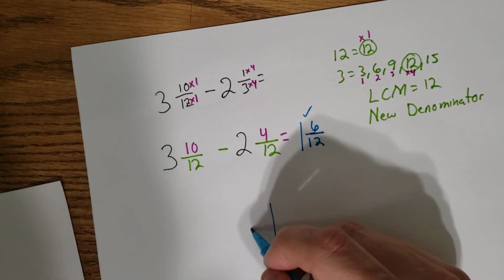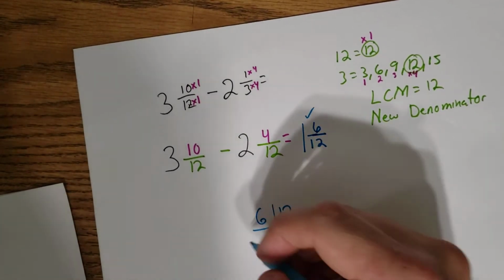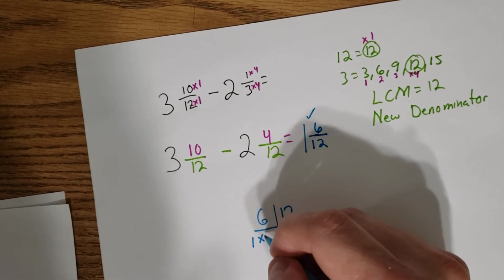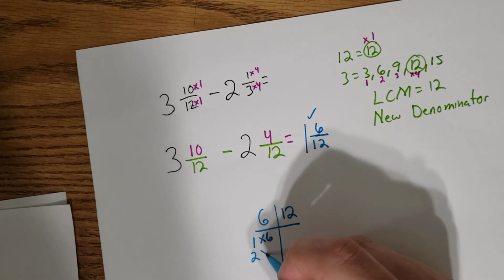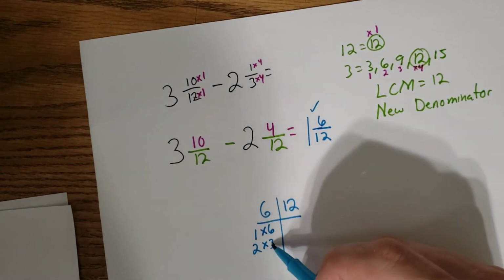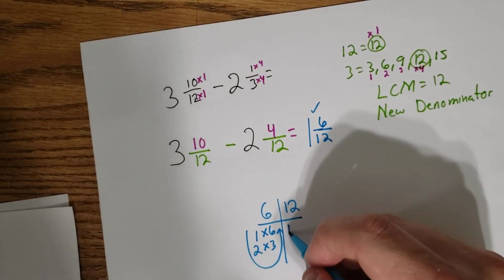To simplify, we're looking for the GCF, which means our T-chart, 6 and 12. How can we multiply and get 6? 1 always works. 1 times 6. After 1, try 2. 2 works because 6 is even. 2 times 3. After 2, try 3. But we don't have to try 3 because we already have 1 on our list. So we are done.